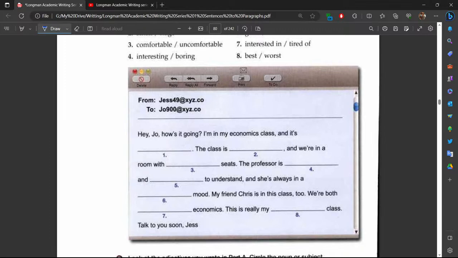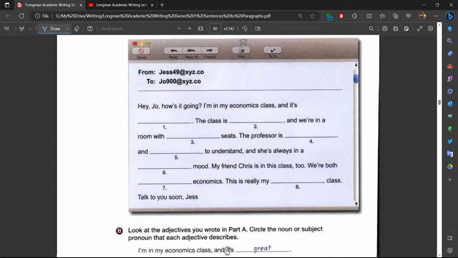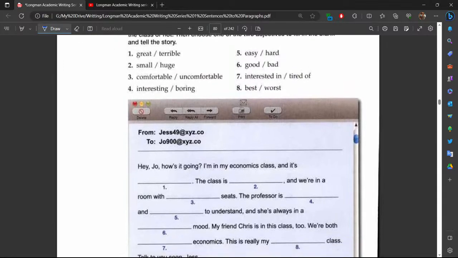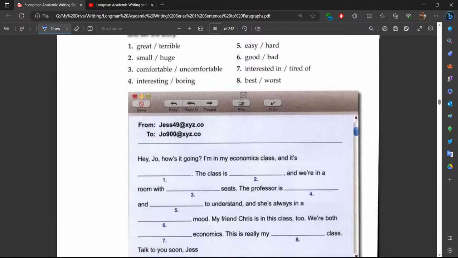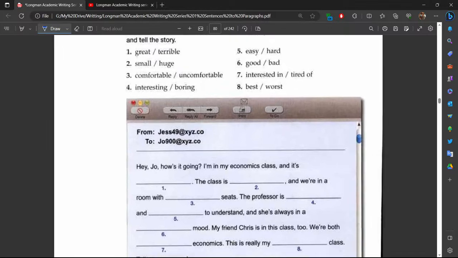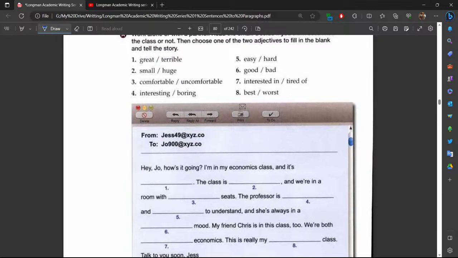So you see, reading this email without the adjectives, we do not get any idea about how the class is. It is just complete nonsense. But we have to decide whether we put a good one or a bad one. Let's say Jess likes the class. So we will have to choose from these.